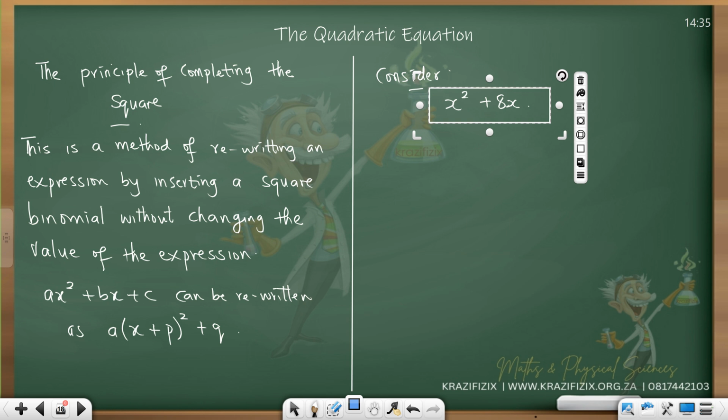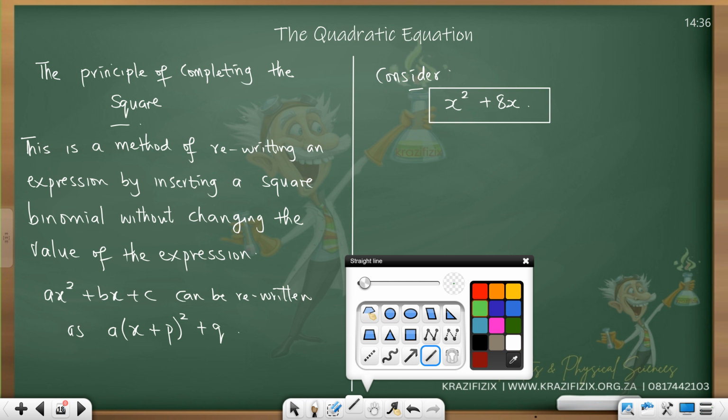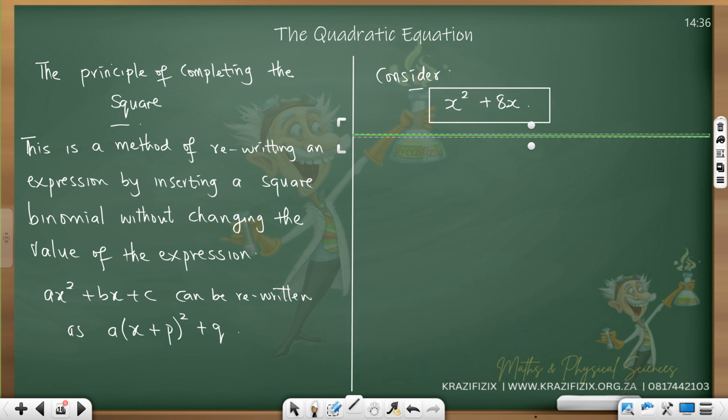So I'm going to do something. Listen to what I'm going to do first. Then we take down notes on how I did what I did and what is the importance. All right. Let me draw a line to demarcate. So I have x squared plus 8x.